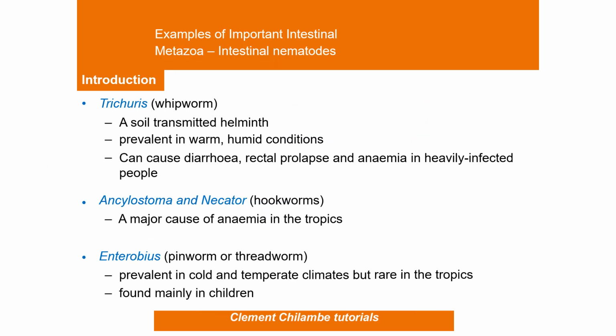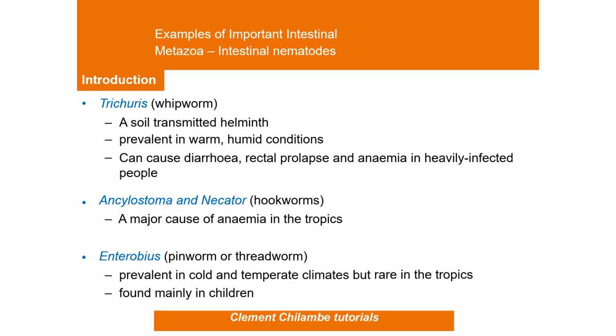Examples of important intestinal metazoa. We have Trichuris, which is a whipworm. This Trichuris is a soil-transmitted helminth. It's prevalent in warm, humid conditions, of course. It can cause diarrhea, rectal prolapse, and anemia in heavily infected people. That's Trichuris, the whipworm. These are intestinal nematodes.